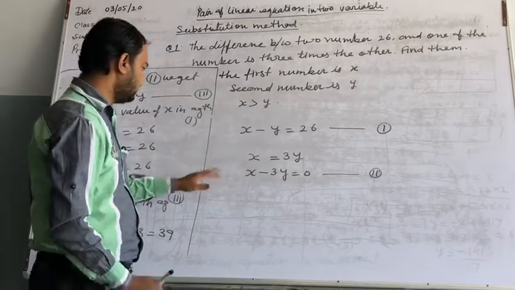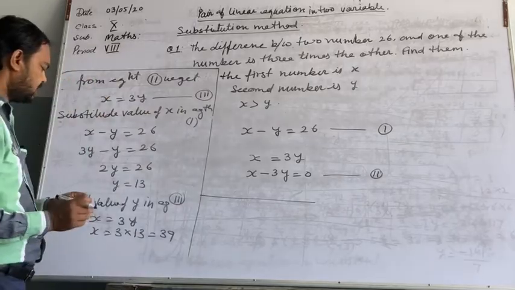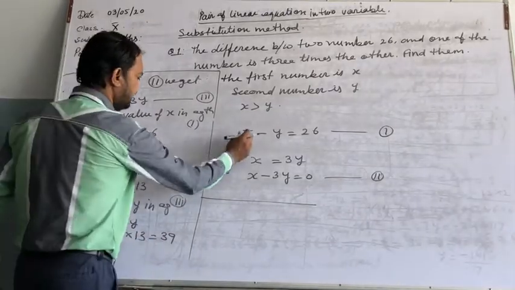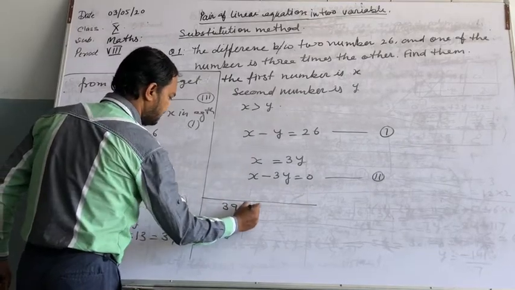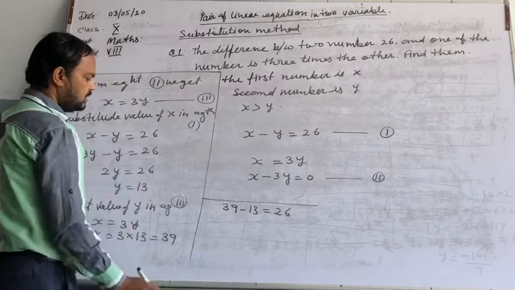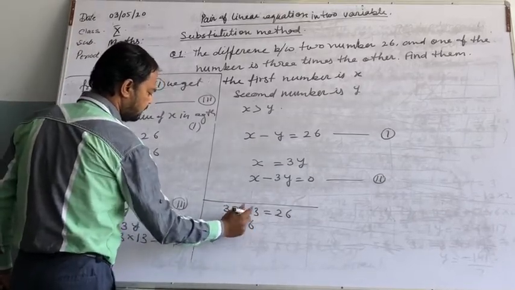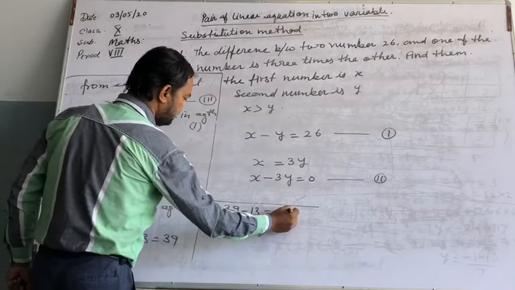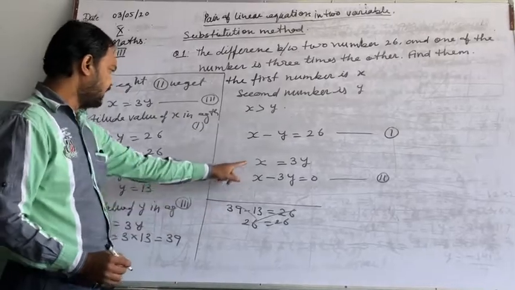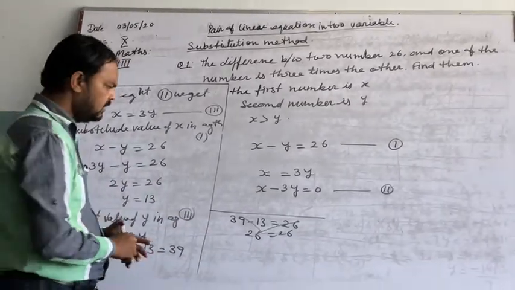Now we can check whether it follows the condition to verify our answer. y equals 13, x equals 39. Put here 39 minus 13. Is the left hand side equal to the right hand side? Yes, it is 26. Left hand side equals right hand side, which means this answer is correct. Now you can also check x equals 3y, that is 3 times 13, 39. So we find that the answer is correct.